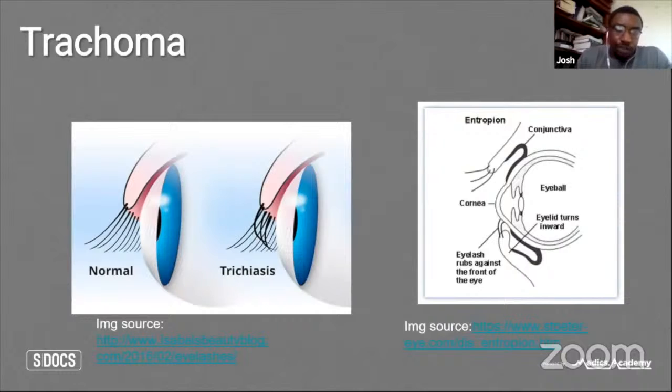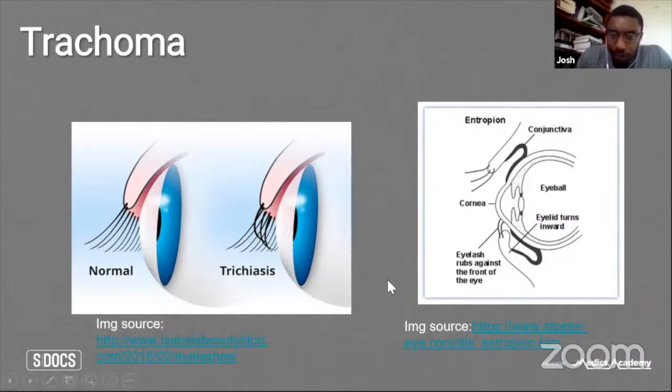The repeated infection of Chlamydia trachomatis will cause scarring of the conjunctiva and changes to the eyelid as well. On the left, you can see a condition or effect of trachoma, which is called trichiasis. It's the turning in of the eyelashes. On the right, what I've tried to show is entropion, another change associated with trachoma. It's the turning in of the eyelid.